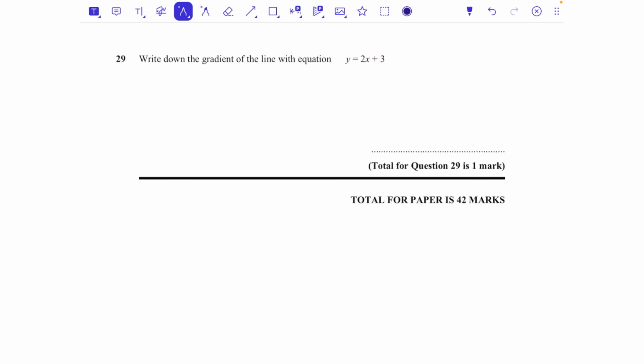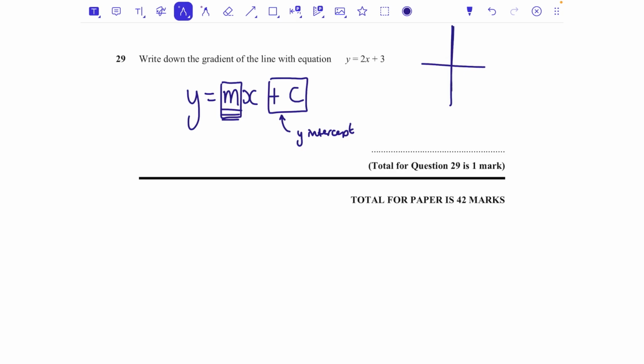And last but not least, question number 29. Write down the gradient of the line with equation y equals 2x add 3. So all straight lines can be written in the format y equals mx plus c, and whatever number is here, the m, that tells you how steep the line is, the gradient, and whatever number is here, it might be a minus, it might be a positive, is your y-intercept. So this number tells you where it crosses the y-axis, which is this axis here, so we know it crosses at 3. And then this number here tells you how steep it is.